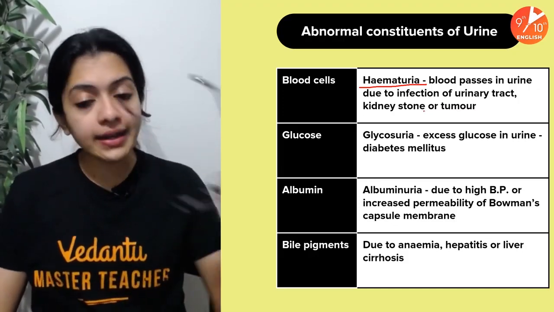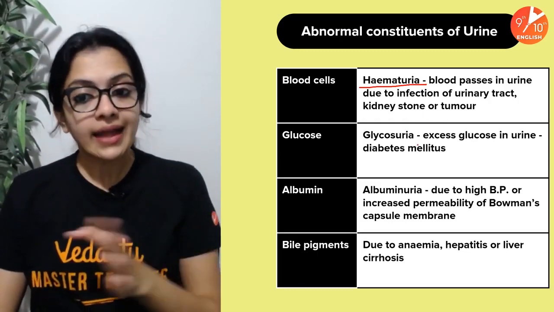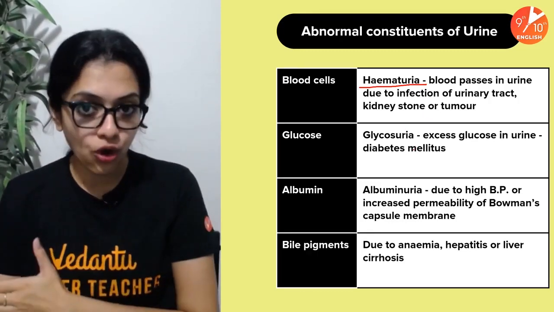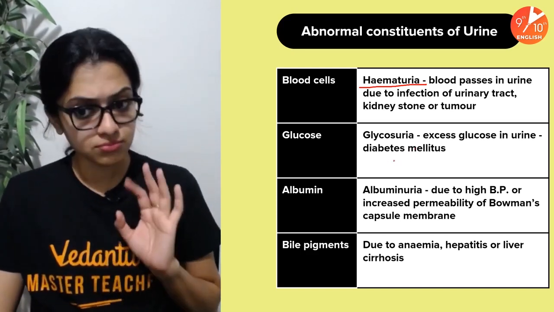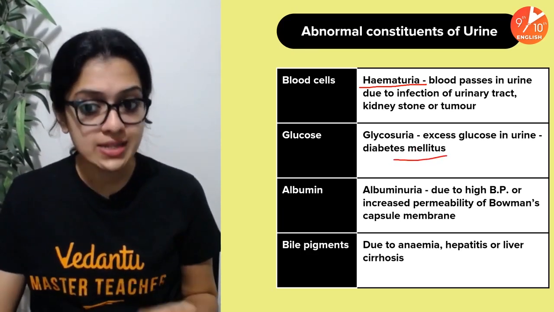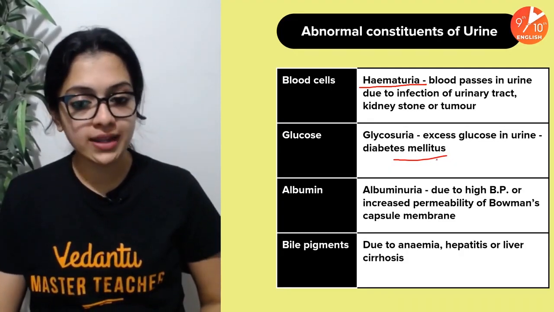Okay. Another abnormal constituent of urine could be glucose. And this condition, wherein glucose is passed along with urine, is called glycosuria. Okay, this indicates a form of diabetes which is called diabetes mellitus, or the sugar diabetes as we call it.